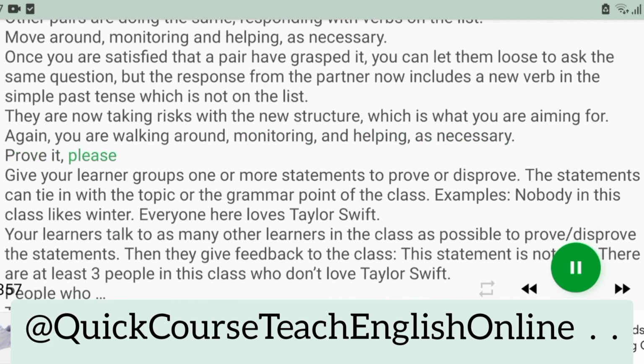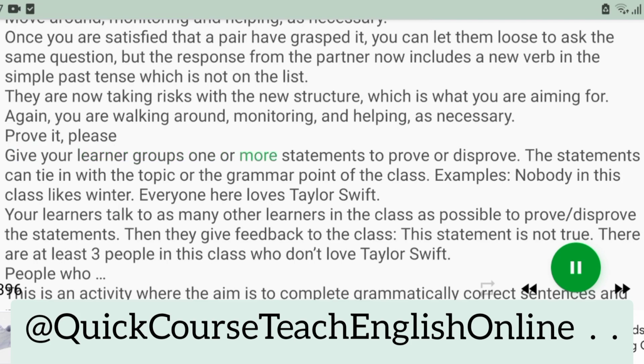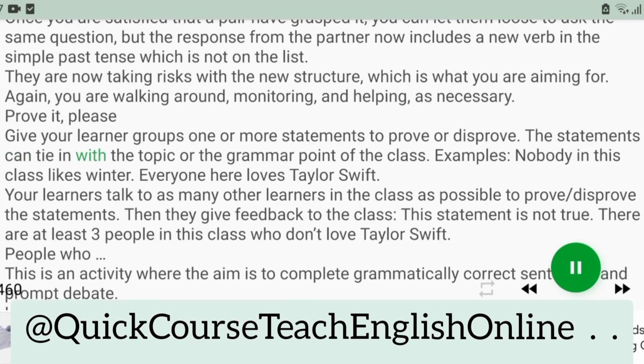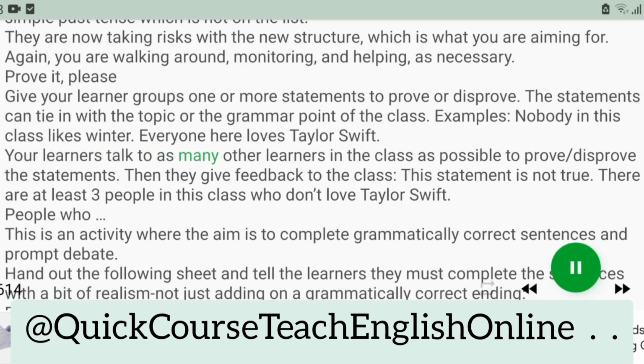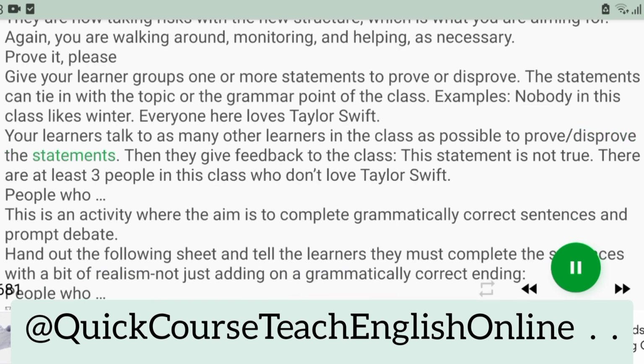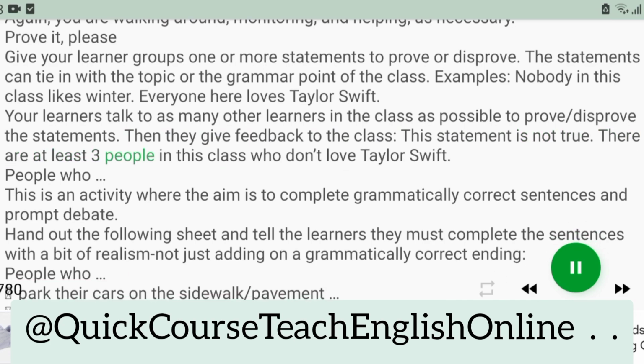Prove it, please. Give your learner groups one or more statements to prove or disprove. The statements can tie in with the topic or the grammar point of the class. Examples. Nobody in this class likes winter. Everyone here loves Taylor Swift. Your learners talk to as many other learners in the class as possible to disprove the statements. Then they give feedback to the class. This statement is not true. There are at least 3 people in this class who don't love Taylor Swift.